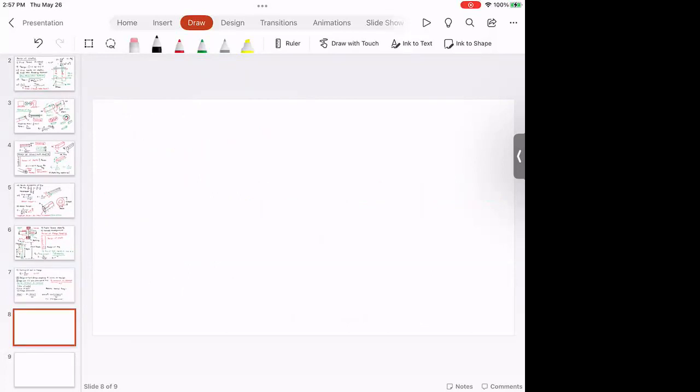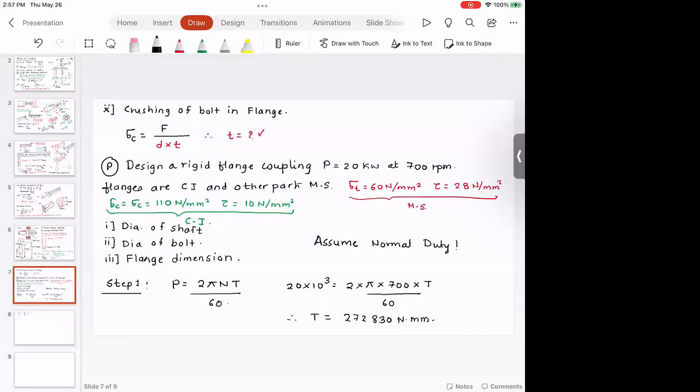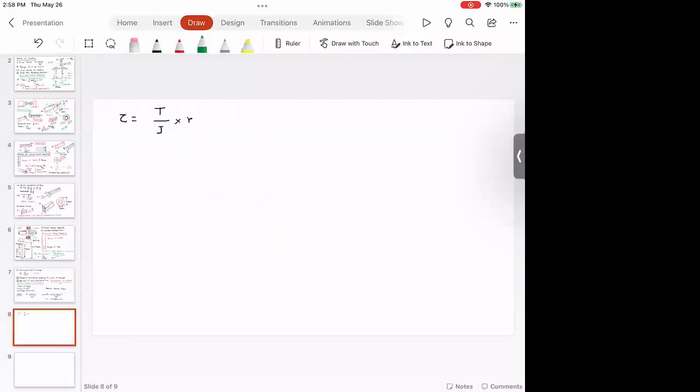The equation for torsion is tau equal to T divided by J multiplied by R. Now the shaft is made of mild steel, and I made a mistake: this is not 28, this is 40. So please make a correction for mild steel. So 40 is equal to 272,830 divided by pi d raised to 4 by 32 multiplied by d by 2. Solve this and you'll get the value d equal to 32.3 millimeter.